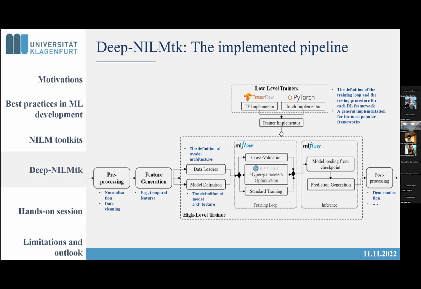And then for the training, there are 3 options. You could use cross-validation, hyperparameter optimization, or just standard training, so train and test, or train, validation, and test. And as you can see here at the top, we provide an interface for different deep learning backends. For now we have TensorFlow and PyTorch, but this could be extended simply by using this interface. And then we have the inference and the post-processing, which can also be customized.